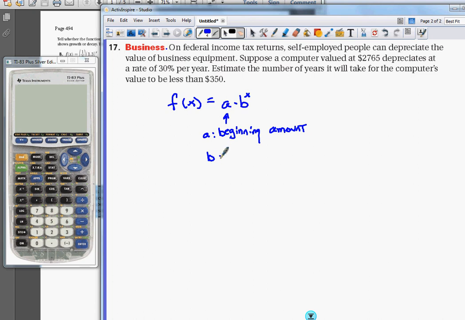B is going to be either 1 plus the rate if it's growth, or in our case it's going to be 1 minus the rate because we're depreciating or decaying. Okay, so this is depreciation or decay. All right, and the x in this case is time.